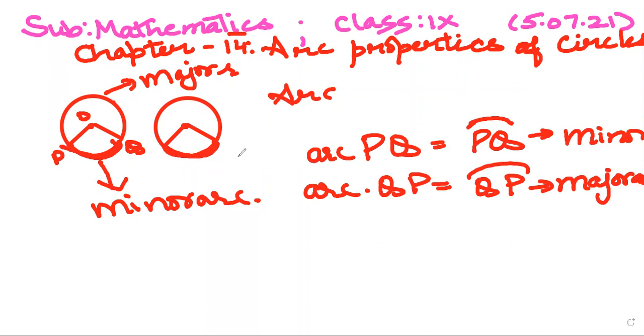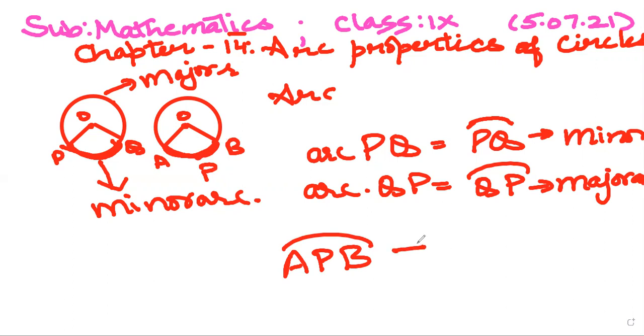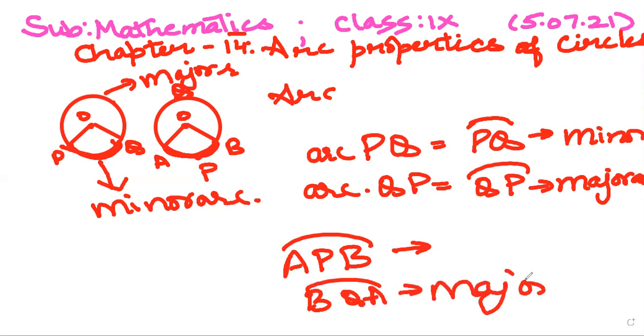Now, children, there is one more way to name it. Suppose you have, let's take another circle. You have O, A, B. If I write this as P, then you can write this as APB. This is also going to represent an arc. APB is your minor arc. And if you read it from the top, if I write something else here, Q, then PQA is going to represent your major arc. I guess you are clear with what is a minor arc and a major arc.